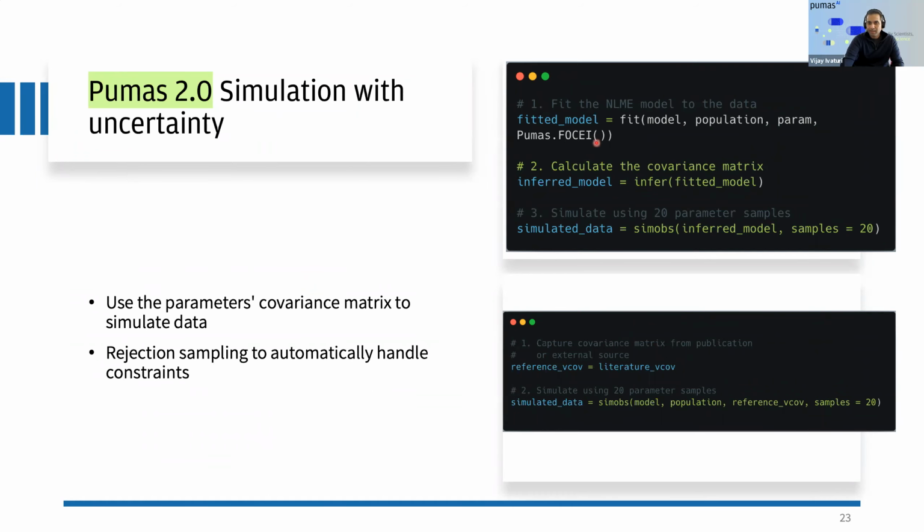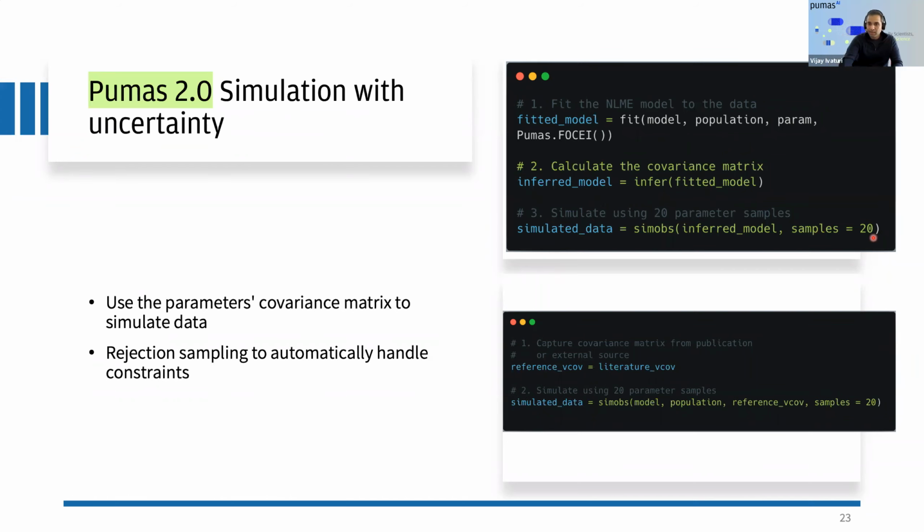Then I take the fitted model and I say, look, I want an inference on it. The infer command gives you the variance-covariance matrix and the standard errors of this fitted model. Then this inferred model, you just pass into the simulation of Pumas and you say how many times you want to simulate, and you get the simulation with uncertainty. And this gets passed into the VPCs so that you can actually get VPCs which have simulation with uncertainty.